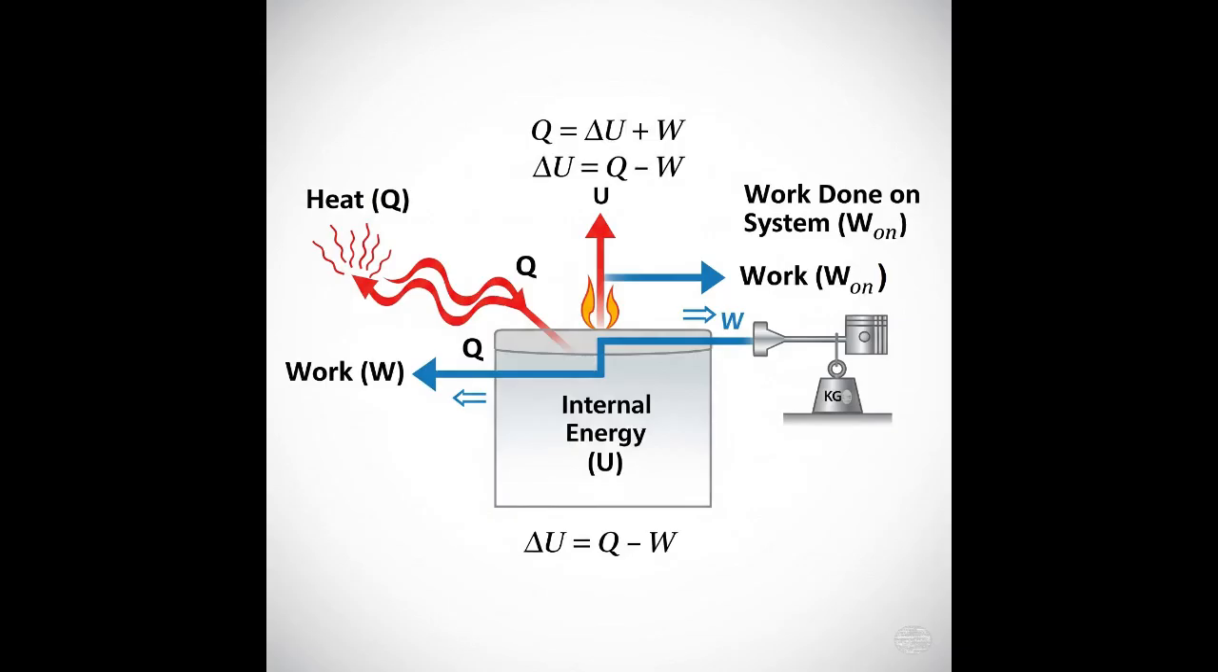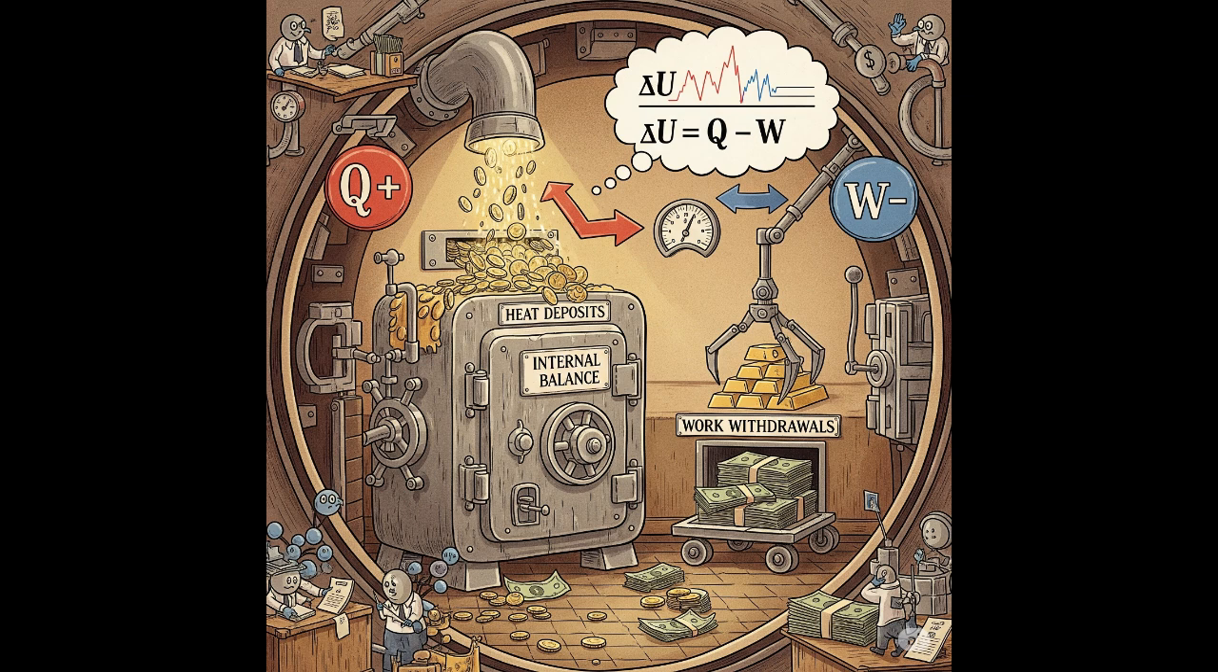So what does this equation tell us? It says that the change in a system's internal energy is equal to the heat added to the system minus the work done by the system. In simpler terms, energy cannot be created or destroyed. It can only be transformed from one form to another or transferred from one place to another. Think of it like a bank account for energy. Any deposit, heat added, or withdrawal, work done by the system, directly affects the balance, internal energy.